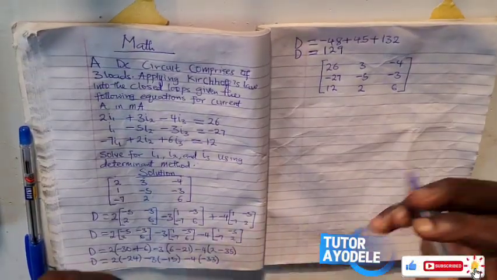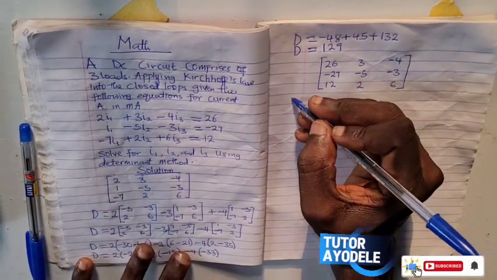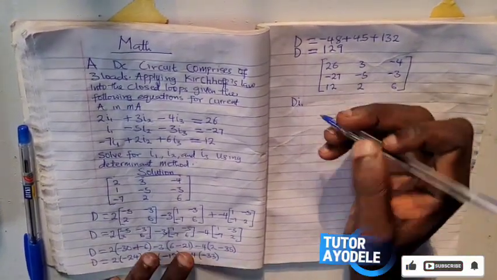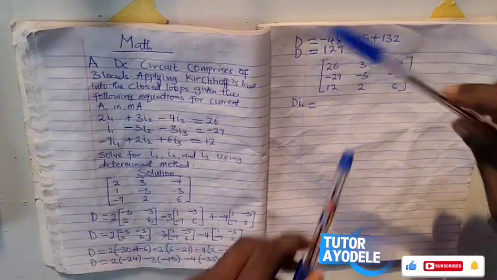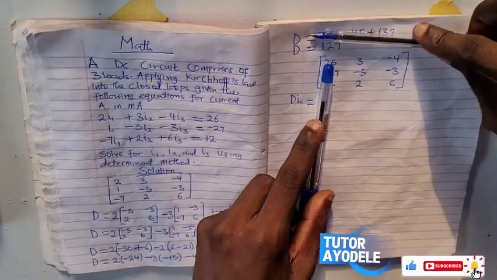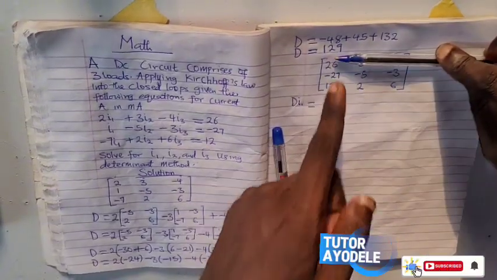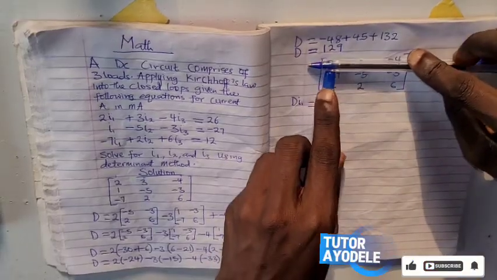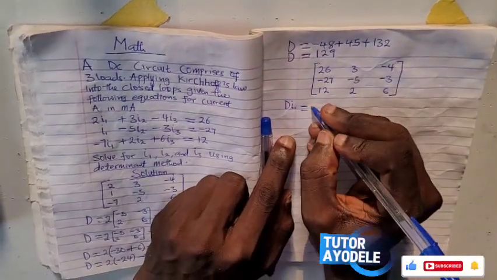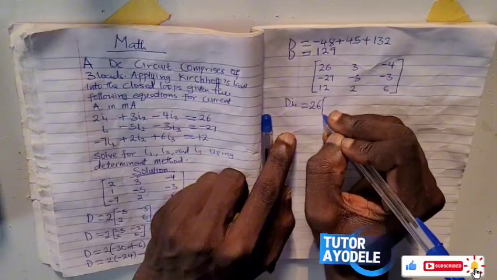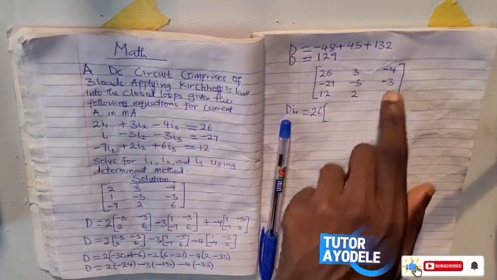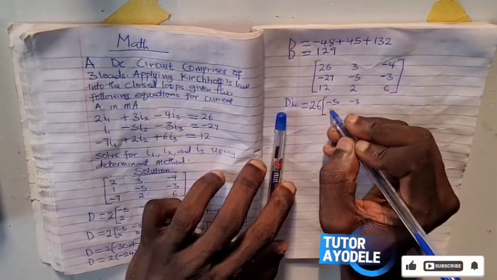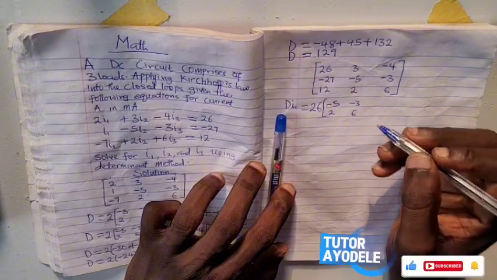Okay. Now let's find the determinant. The determinant here now is determinant of I1. So if I close this row and I close this row, I'll be left with this and this, right? But where did they join? They meet at 26 here. So I will write 26. So I was left with this and this, right? So we have minus 5, minus 3, 2, 6.